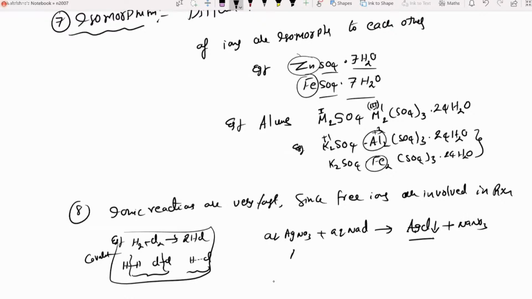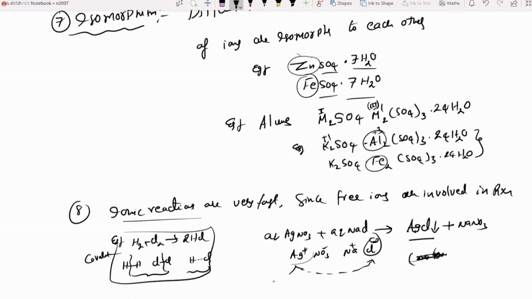Okay, why? Because there is a free Ag+ and NO3-, and a free Na+ and Cl-. The reaction readily takes these ions, because of the ions involved. No bond breaking, no bond making, just an attraction between the ions. No bond makings and no bond breakings are required. That is why they are very fast.